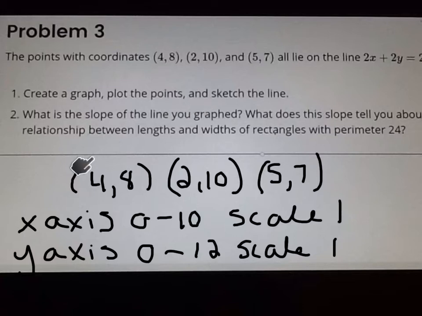Now, in order to graph, I have to decide what I'm going to count by on the x-axis and the y-axis. The x-axis is the horizontal axis. So the x numbers are 4, 2, and 5, and they're not very big. And so on the x-axis, I'm going to go from 0 to 10, and I'm going to count by ones. The y numbers are 8, 10, and 7, and the highest one is 10. So this time I'm going to go 0 to 12, and I'm going to count by 1. I like to go a little past the highest y number.